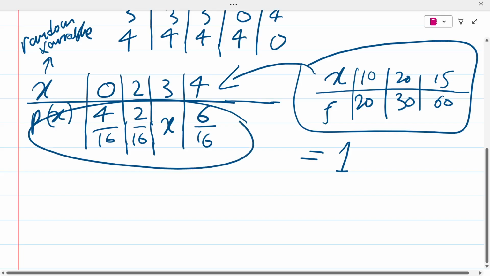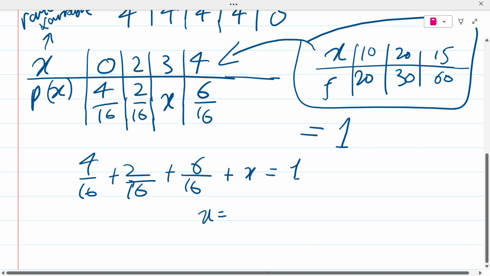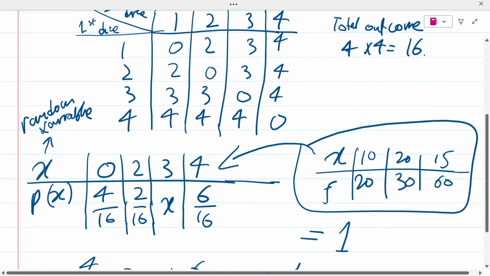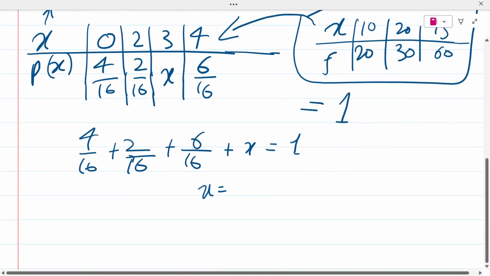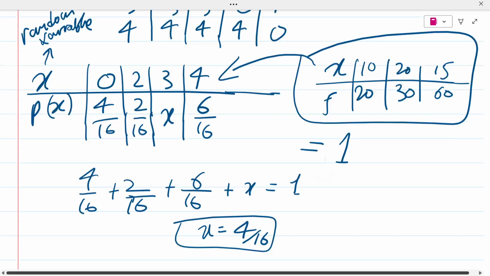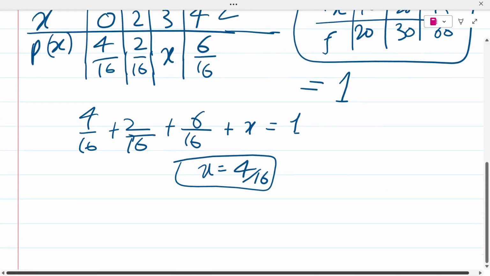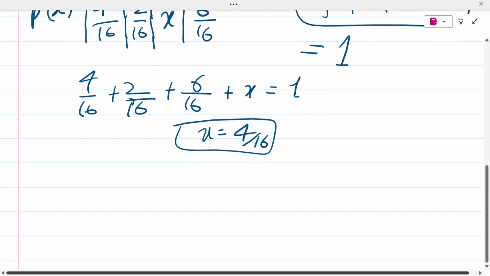You know that this entire thing is equal to 1, right? So what would you do? You write 4 over 16 plus 2 over 16 plus 6 over 16 plus X is equal to 1. And you would easily find the answer, and that is, how much? 1, 2, 3, 4. That would be 4. It's just as simple as that. Sorry, 4 over 16 it would be. So this is how you make a probability distribution table.